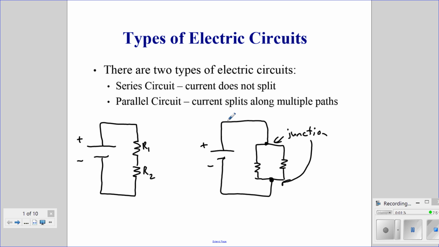So we see that the current is able to come up, and when it reaches this junction, some of the current will go one direction, some of the current will go the other direction. Then the currents come back together at this other junction, and we have current flowing out of that point. So in a parallel circuit, the current actually splits, and some goes one way and some goes the other way, whereas in the series circuit, all of the current goes through each of the elements.